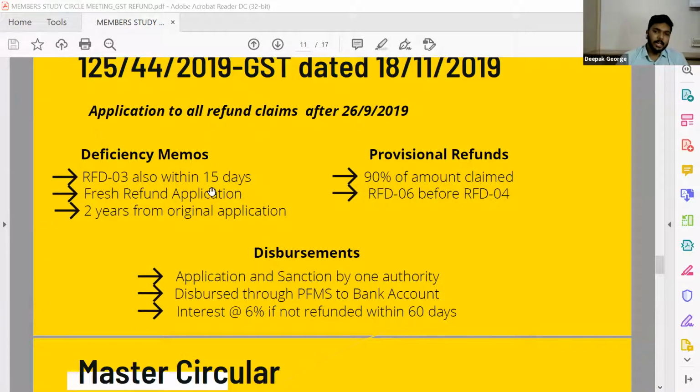It will roll back, or it will be applicable from the original application that you filed. So that is again a limitation: 2 years, so that much of time you lose basically.